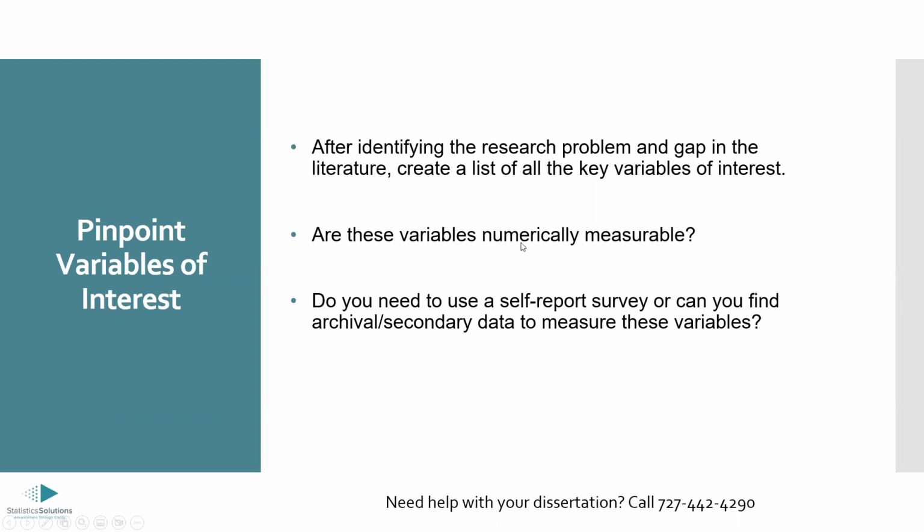Okay, so are the variables numerically measurable? Are you using Likert scale data? Are you collecting test scores? Are you looking at biological measurements like mass or blood pressure, things like that? Then you need to pinpoint if you're using a self-report survey or are you using archival secondary data? Okay, so a self-report survey generally involves Likert scale type data, strongly agree, strongly disagree. Archival data involves collecting data from a resource that already exists.